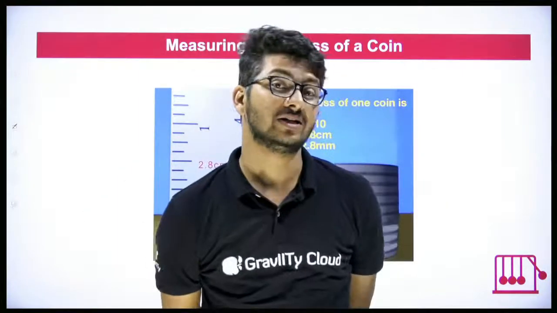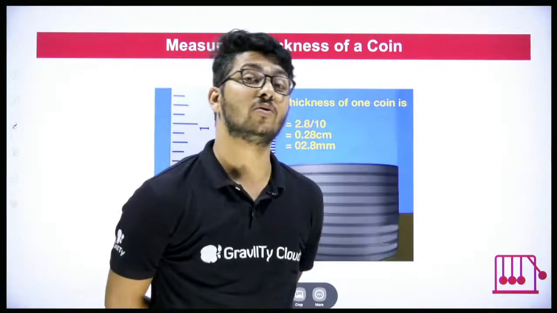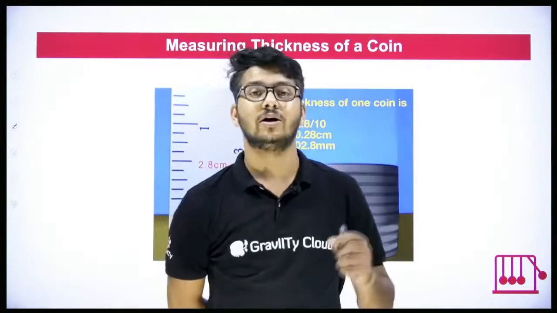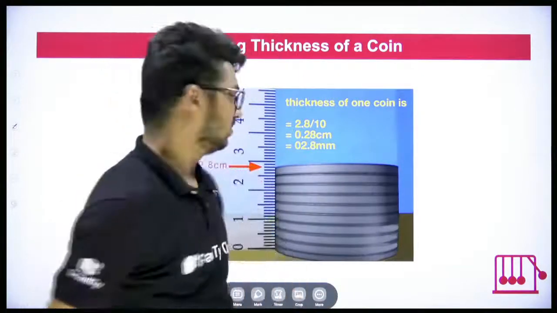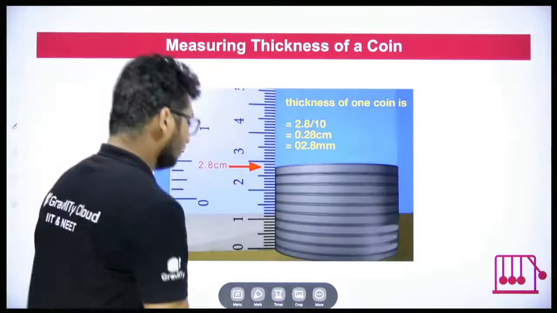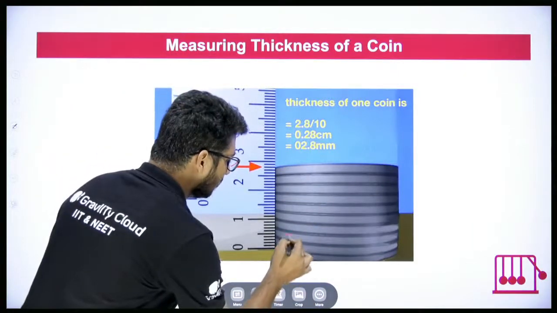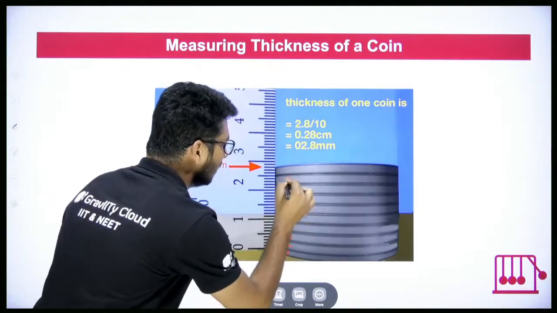Is it possible using a ruler, a scale? It is possible, but you don't take one coin in that case, you take multiple coins. For example, you can take 10 coins. So place the coins one above the other, as you can see it here. So just name it 1, 2, 3, 4, 5, 6, 7, 8, 9, 10.